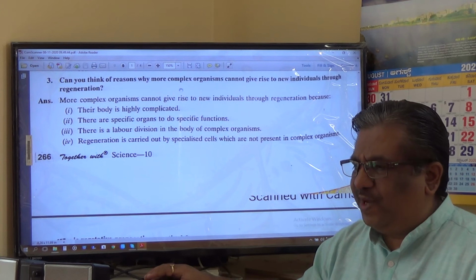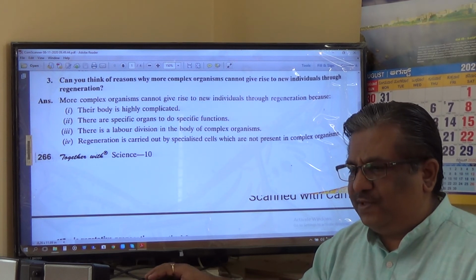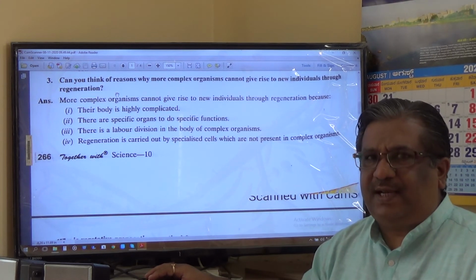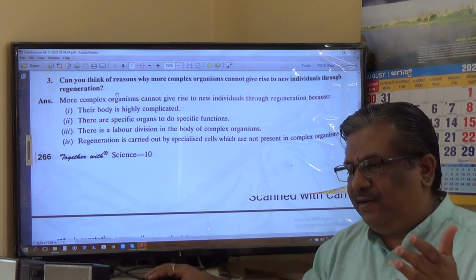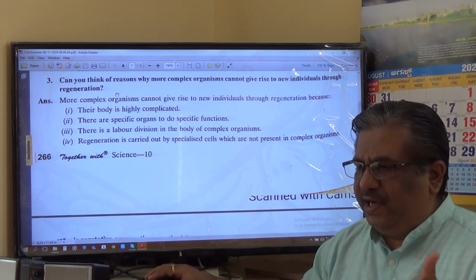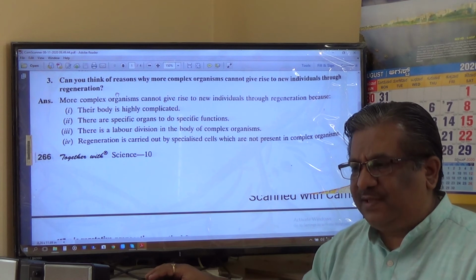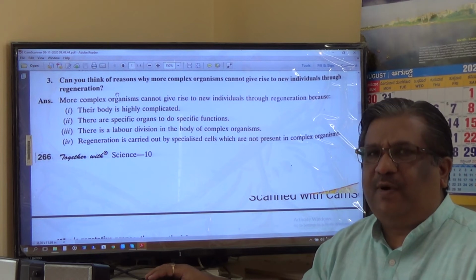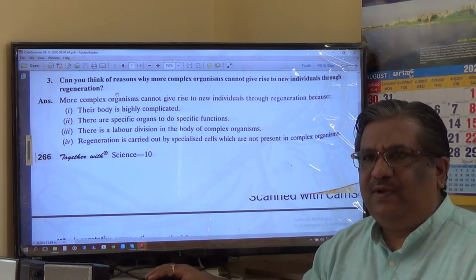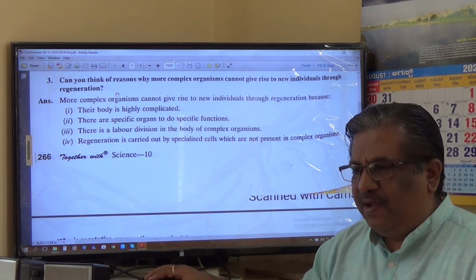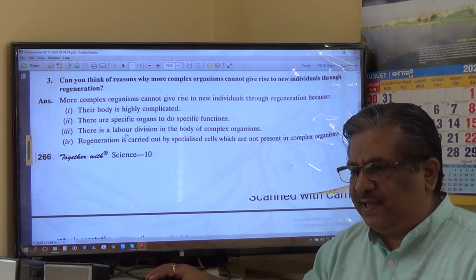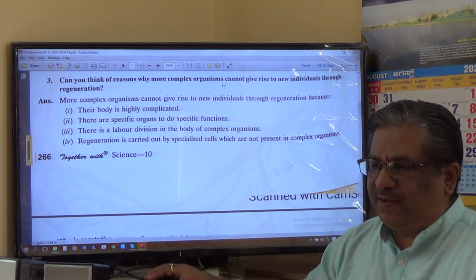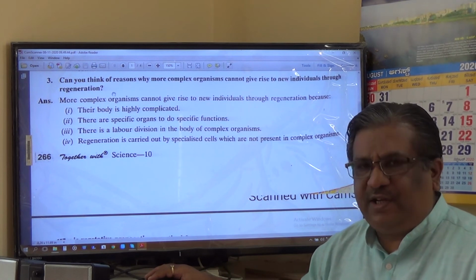Can you think of reasons why more complex organisms cannot give rise to new individuals through regeneration? First of all, regeneration is by means of specialized cells, and whenever the individuals are cut into pieces, due to specialized regeneration cells, the cut parts will once again grow into the new individual or the organism. But in more complex organisms, let us read the answer here. First, once again I will read the question. Can you think of reasons why more complex organisms cannot give rise to new individuals through regeneration?